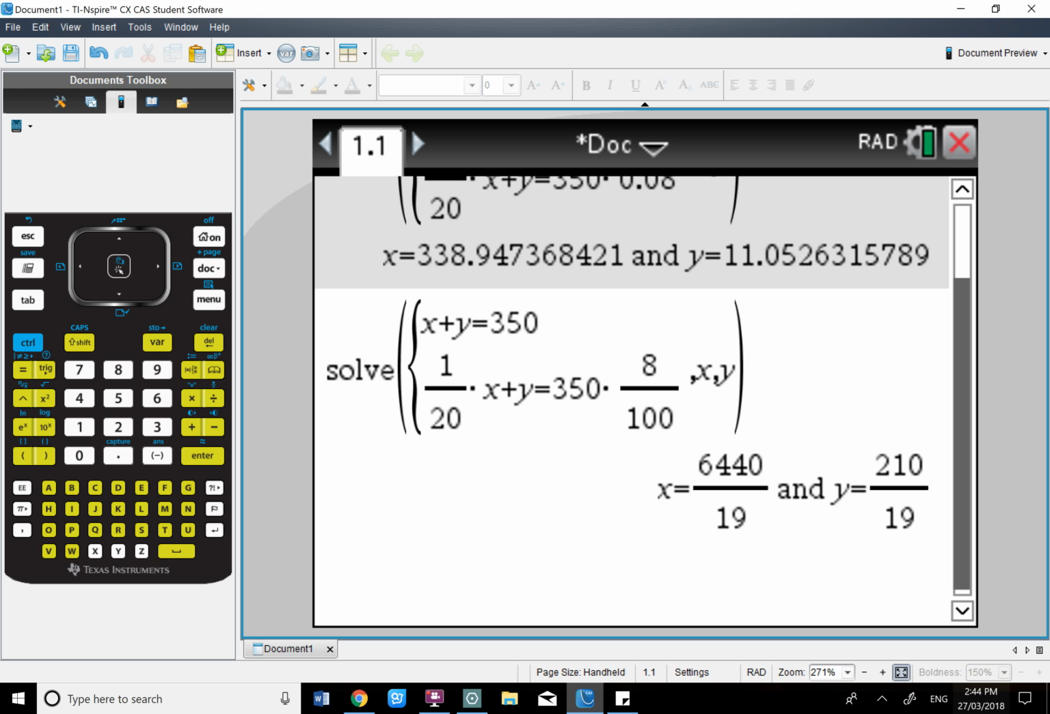That's something you must learn for the calculator, because at the start of Year 11, you're not going to be taught the calculator. You will directly be asked to use it. So that's something you need to know.